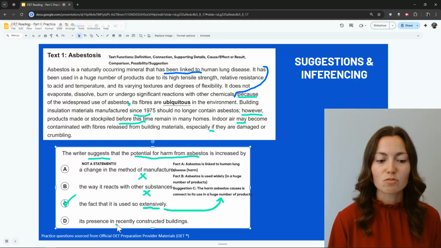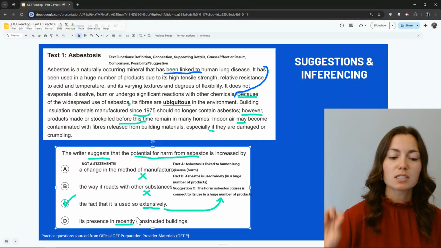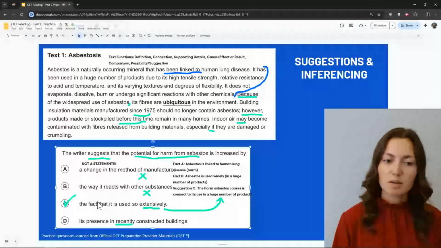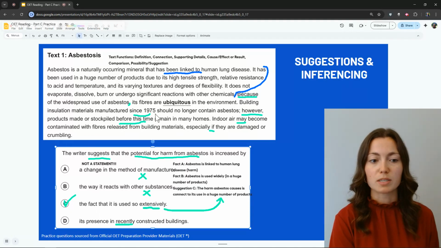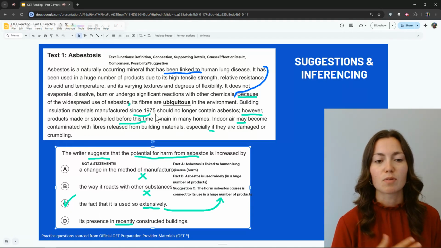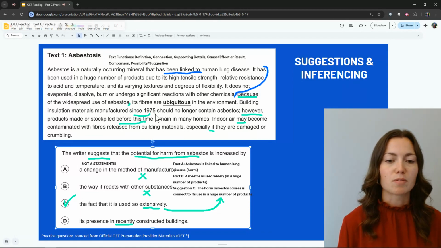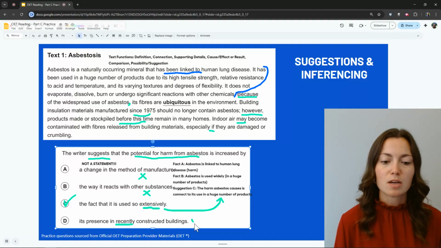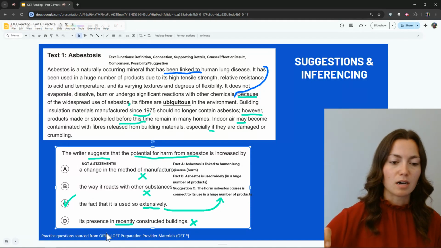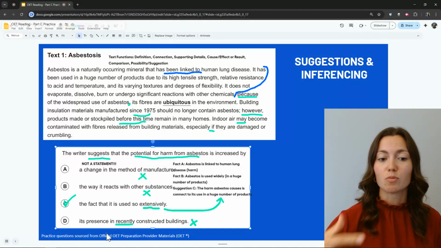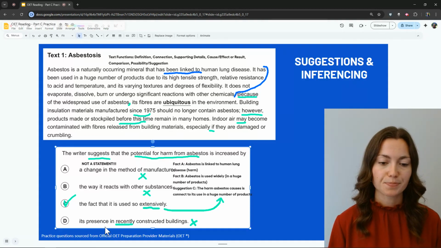Finally, its presence in recently constructed buildings. So just like A, we see they're talking about this, but what's the problem there? Well, they're actually in older buildings before 1975. The newer ones since 1975 should no longer contain asbestos. So that's a nice thing. Often you can go through the other options quickly and just eliminate them based on keywords that are wrong, or looking at the incorrect opposite of what we're trying to find here.